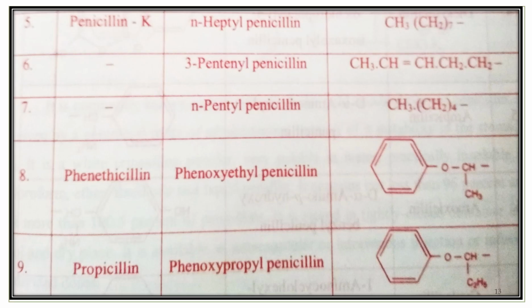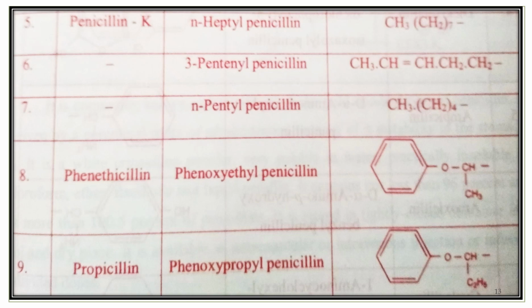Next we have penicillin K. Chemical name is N-heptyl penicillin. So the R group will be CH3, CH2. Is it 6 times or 7 times? The total number of carbon atoms in heptyl penicillin will be 7. In a textbook it is given wrongly. Instead of 7 it should be 6. So CH3, CH2 6 times is the R group present in N-heptyl penicillin.